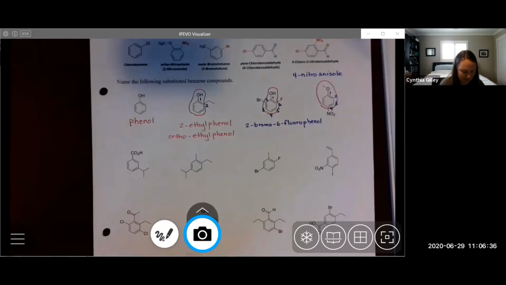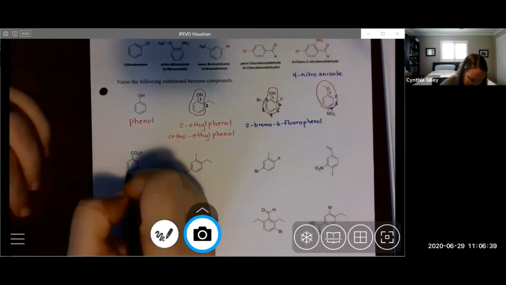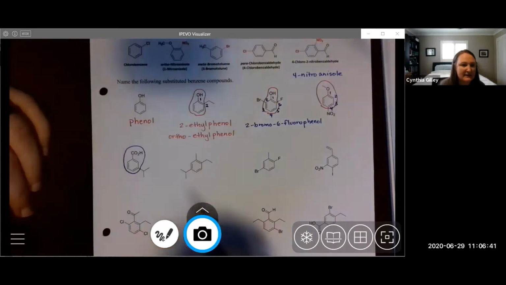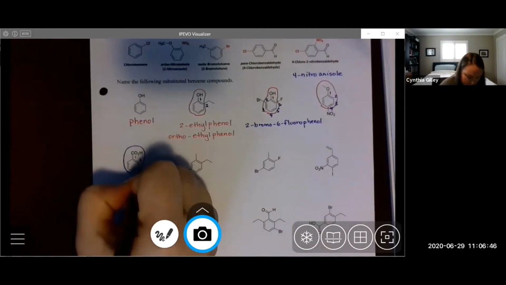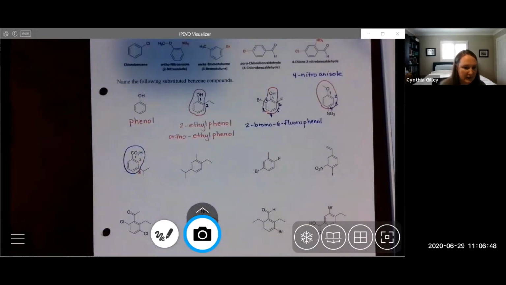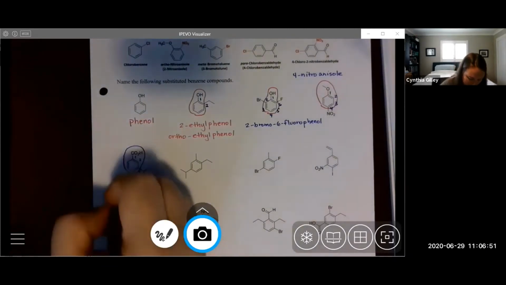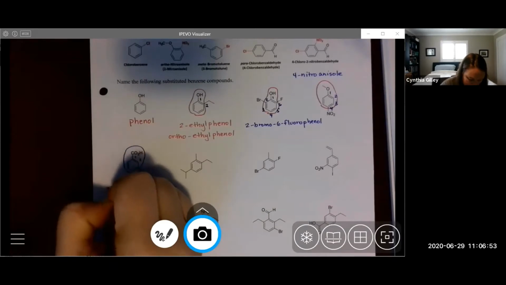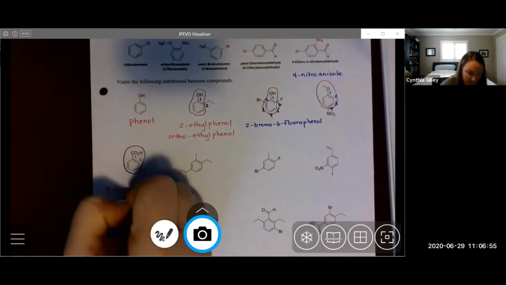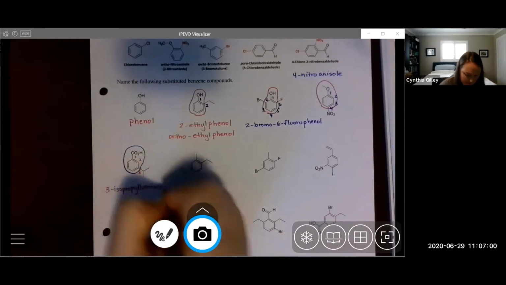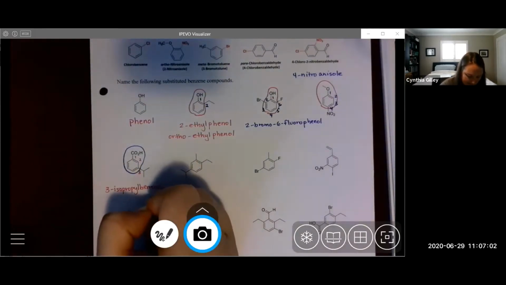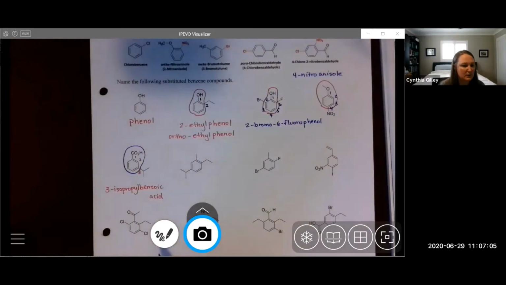So over here, we're going to recognize the parent is benzoic acid. So then this becomes 1, 2, 3, lowest number possible, for the isopropyl group. So 3-isopropyl, and then the parent benzoic acid. No spacing, right? But benzoic and then acid is technically a separate word. So there's 2 words there. There's no dash, no spacing, nothing like that there.